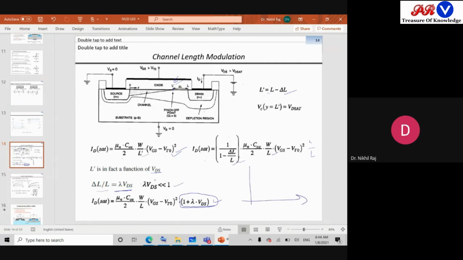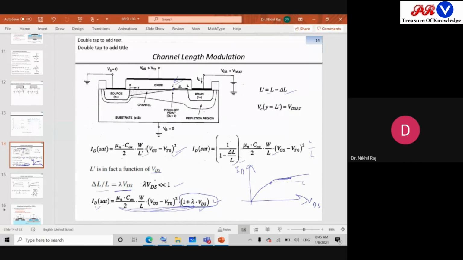So if in the graph we plot VDS and ID, till here it was a constant current, but now this ID has a linear function of VDS. If you see, it is a function of VDS with some constant value. So instead of getting a straight line, a slope will be there, of a very small magnitude. This slope is nothing but this constant value.